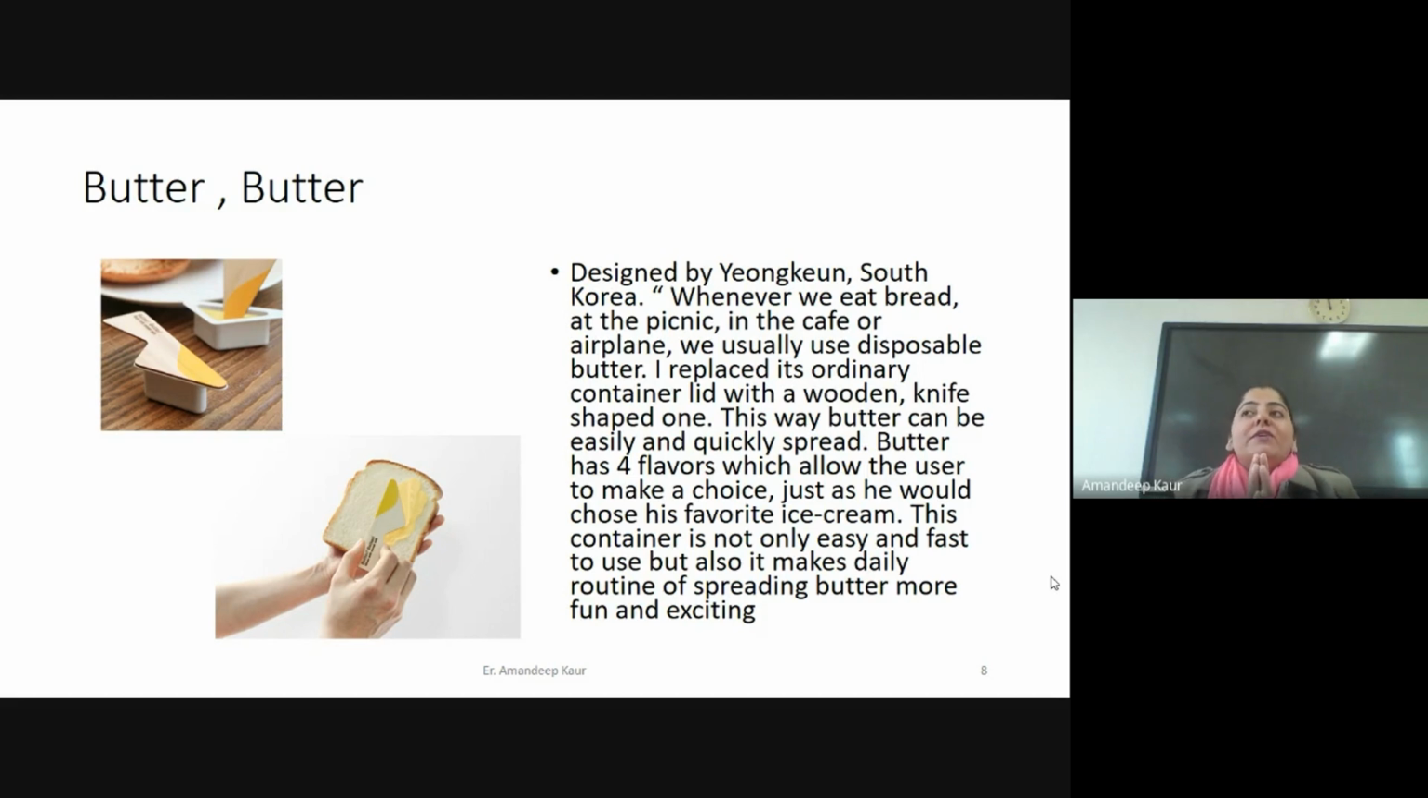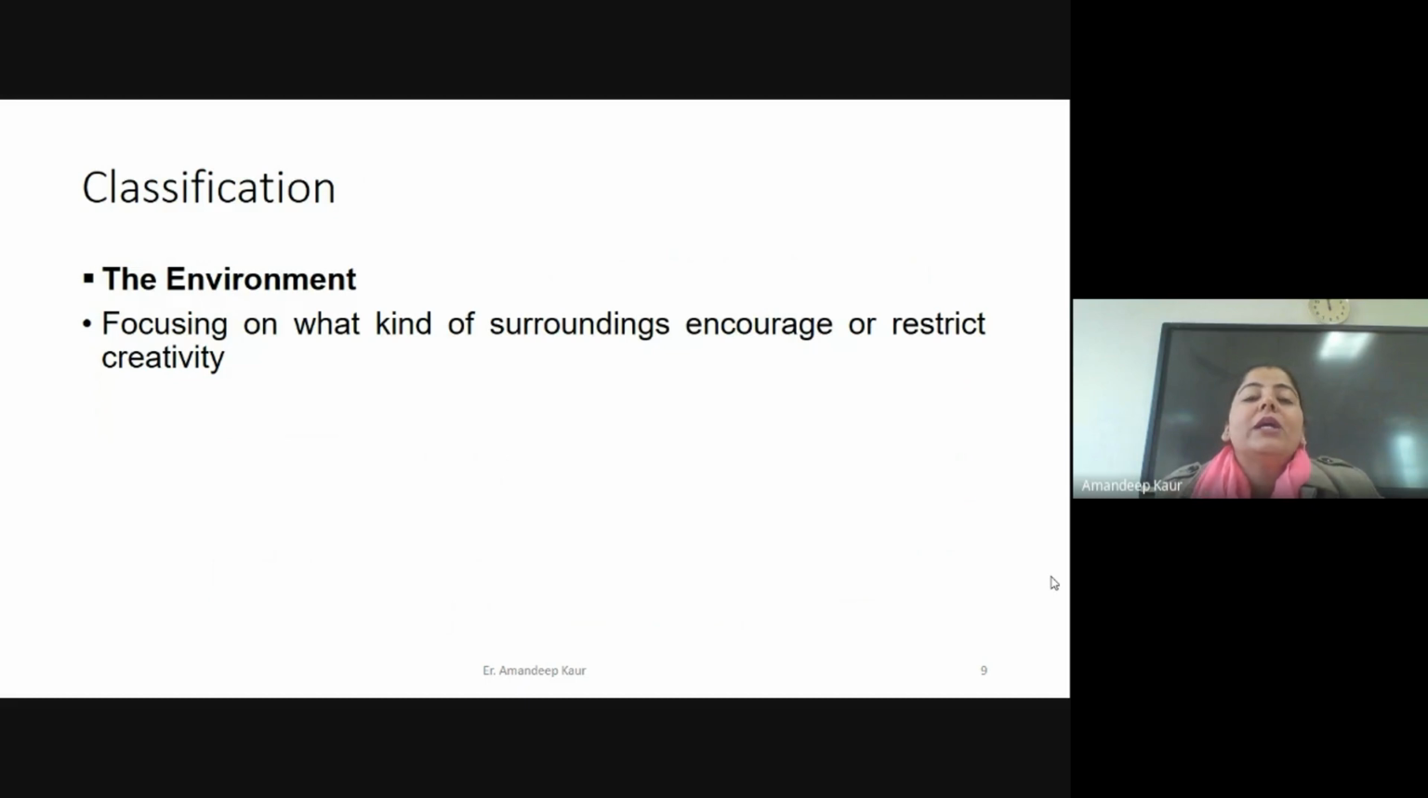So my point of discussion is that creativity in terms of student population is always described as per the level of the student. So for a first year student, the creative ability may be different. For a final year student, the evaluation of the creative ability may be different. Creativity depends upon what kind of environment we are going to give to our students.